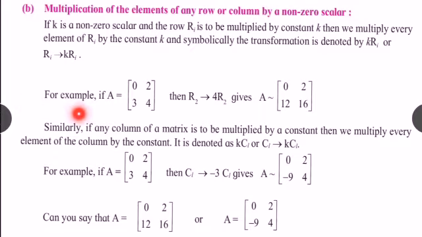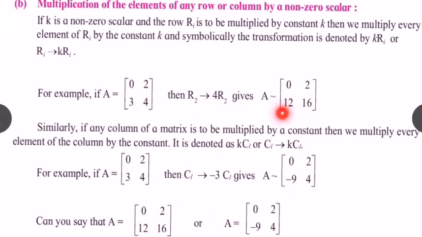For example, if matrix A is [0 2; 3 4], this is of order 2 by 2, a square matrix. Then R2 implies 4 into R2, means multiply R2 by 4, gives A equivalent to first row as it is, 0 2. Second row, we multiply R2 by 4: 4 into 3 is 12, and 4 into 4 is 16. A is equivalent to [0 2; 12 16].